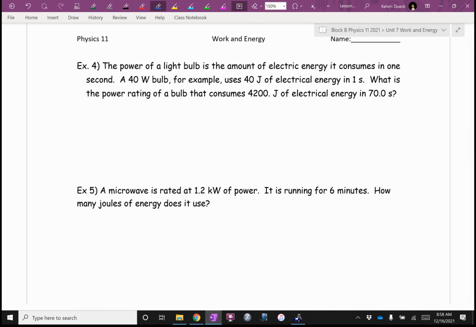The power of a light bulb is the amount of electrical energy that it consumes in 1 second. A 40-watt bulb, for example, uses 40 joules of energy per second. A 60-watt bulb uses 60 joules of energy per second. A 100-watt bulb uses 100 joules of energy per second. Suppose we have a light bulb that consumes 40 joules of energy in 70 seconds.